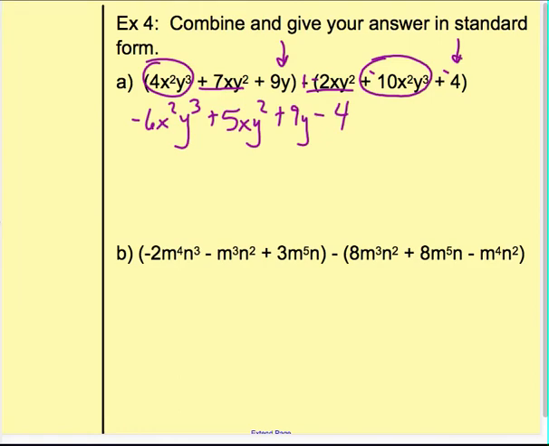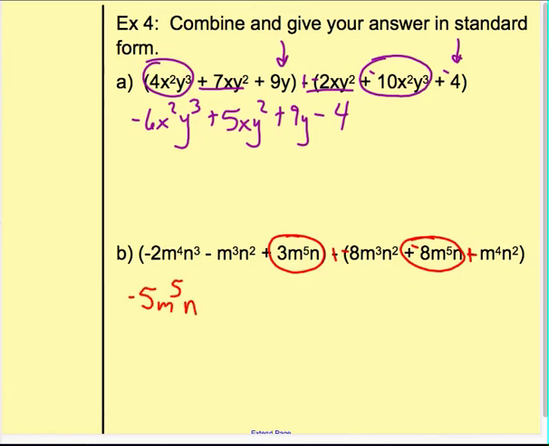Looking at one more example, first thing I'm going to do is add the opposite. So change that subtraction to a positive, change all of the signs on that second polynomial, each term in the polynomial, and then find your like terms. Noticing the highest power on any term is m to the 5th. So I have 3m to the 5th n minus or plus negative 8m to the 5th n, which gives me a negative 5.